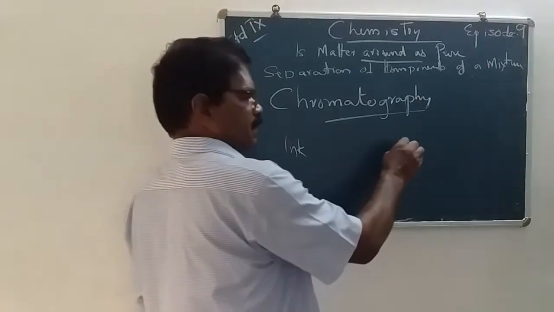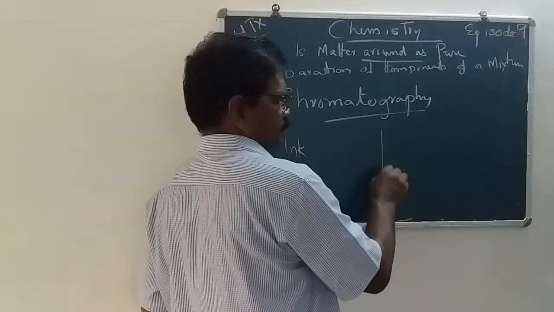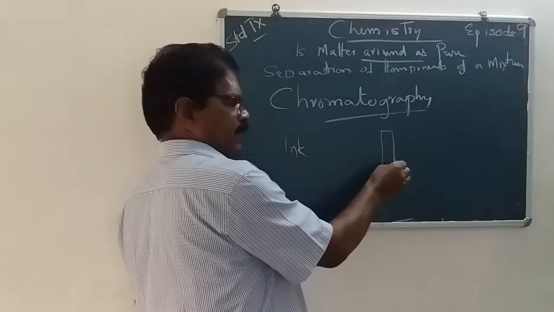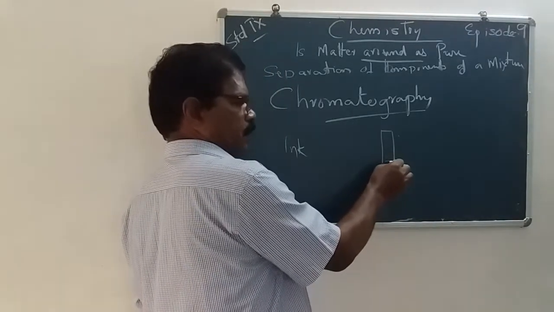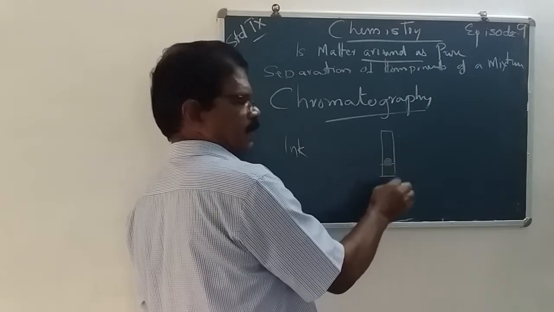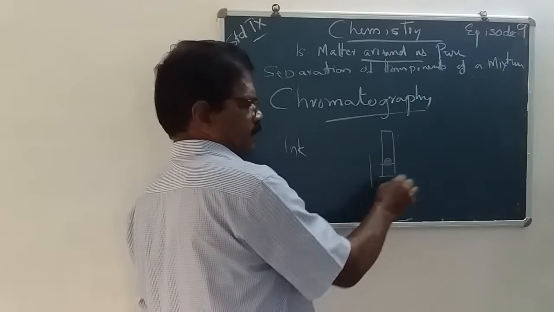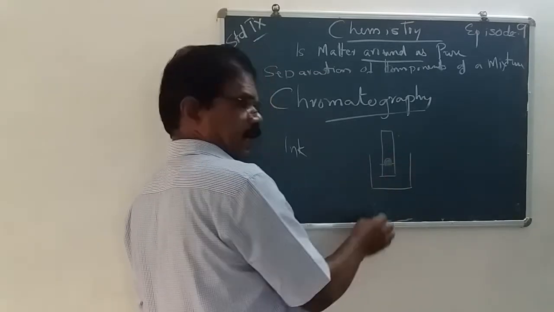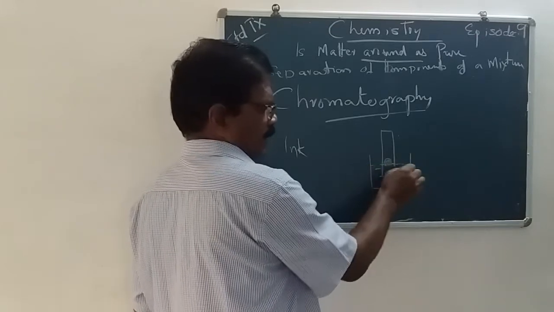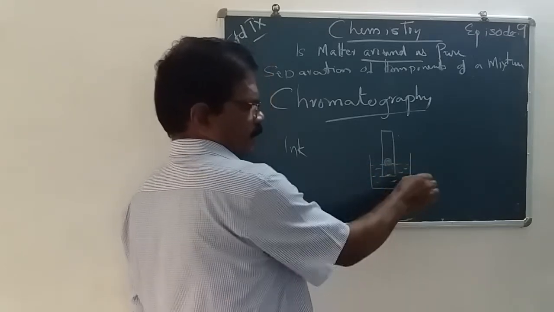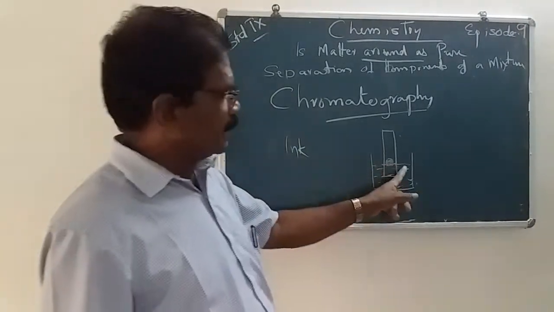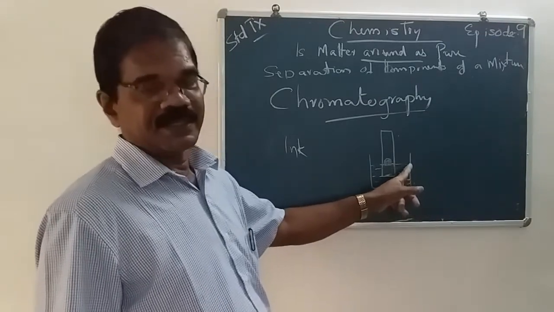We can see what it is. Take a piece of filter paper. Draw a line here, and a drop of ink is placed just on the line. Then it is placed in a beaker of water. You must be careful: the line that we draw on the filter paper will be just above the surface of the water.